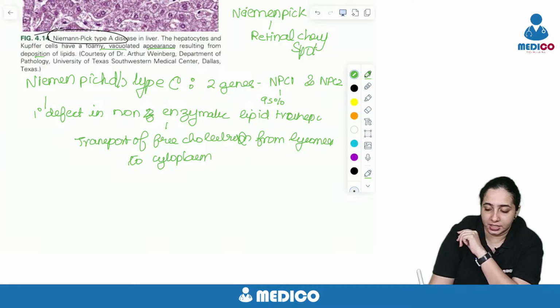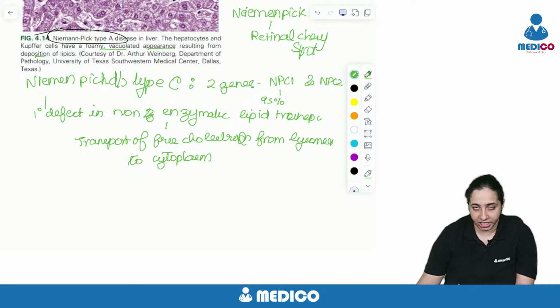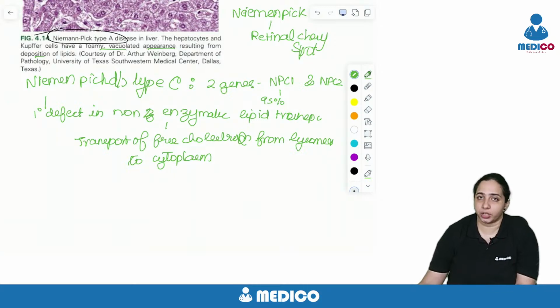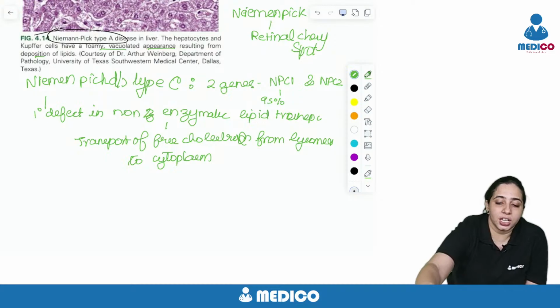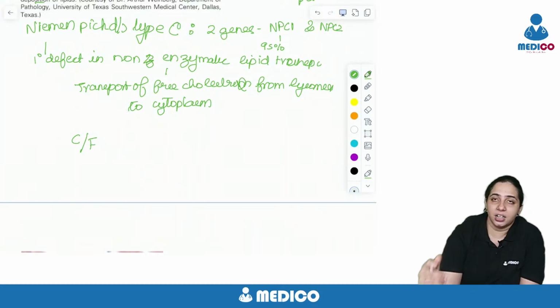So in Niemann-Pick C, even though the name says that it is Niemann-Pick C, it is different in the sense that here two genes are involved, that is NPC1 and NPC2, and the defect is in the non-enzymatic transport of lipids, that is the transport of extra cholesterol from the lysosome to the cytoplasm. So here what is different is it can have a very characteristic and a very bad prognosis.